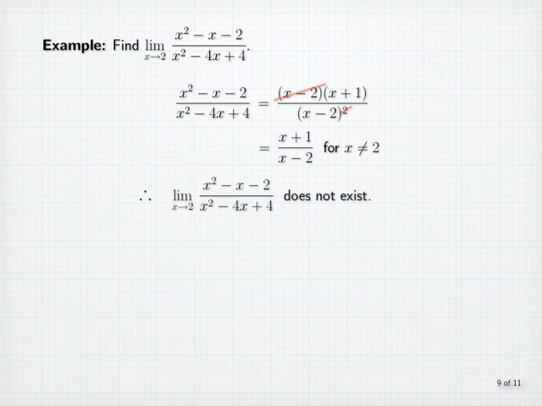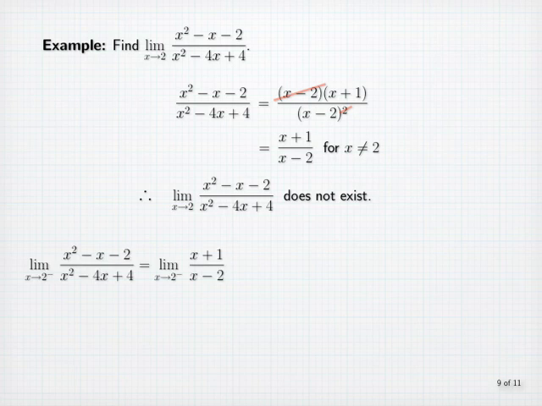So let's have a look at the one-sided limits. Let's look first at the limit as x approaches 2 from the left. When x is close to 2 and less than 2, the numerator will be close to 3, and the denominator will be close to 0 and negative. Therefore, the quotient is very large and negative, and so we see that the limit as x approaches 2 from the left is minus infinity.